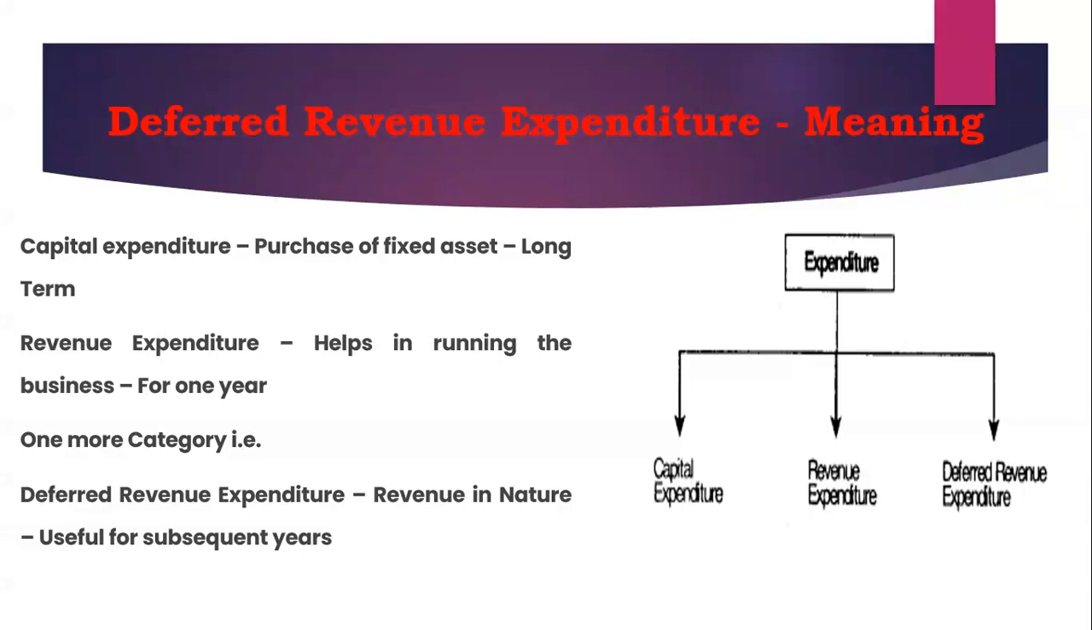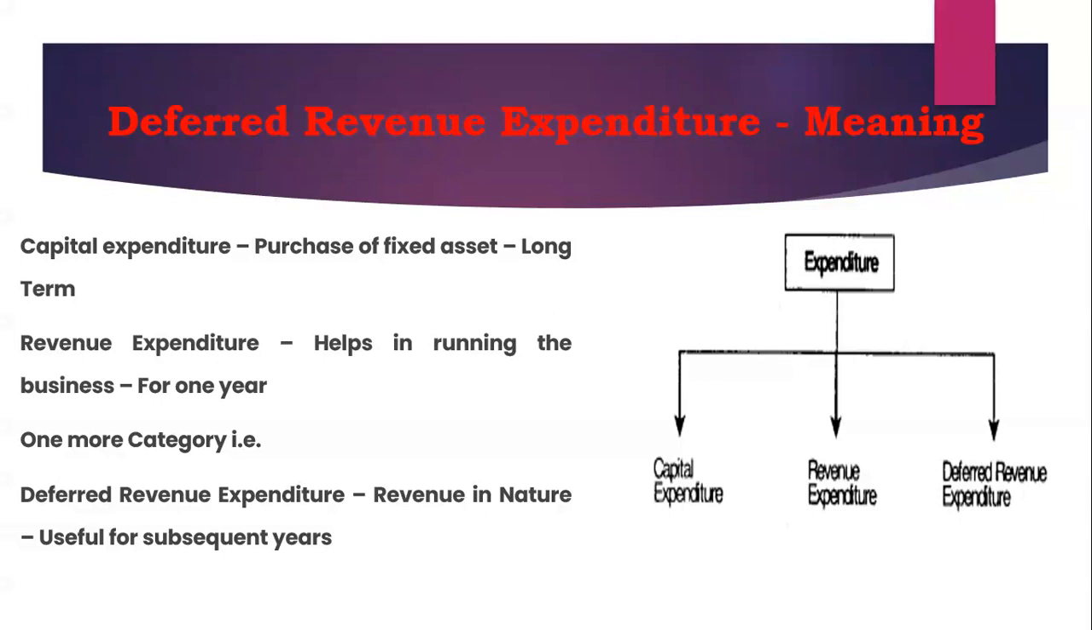Before I go to deferred revenue expenditure, I would like to give a brief introduction about capital expenditure. Capital expenditure leads to the purchase of fixed assets, which increases the earning capacity of the business. The organization derives benefit from capital expenditure for a long-term purpose. Basic examples are purchase of building, plant and machinery, and furniture.